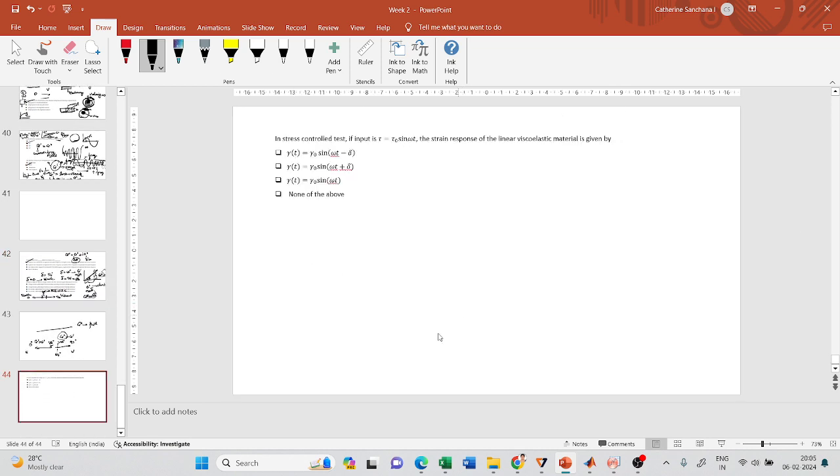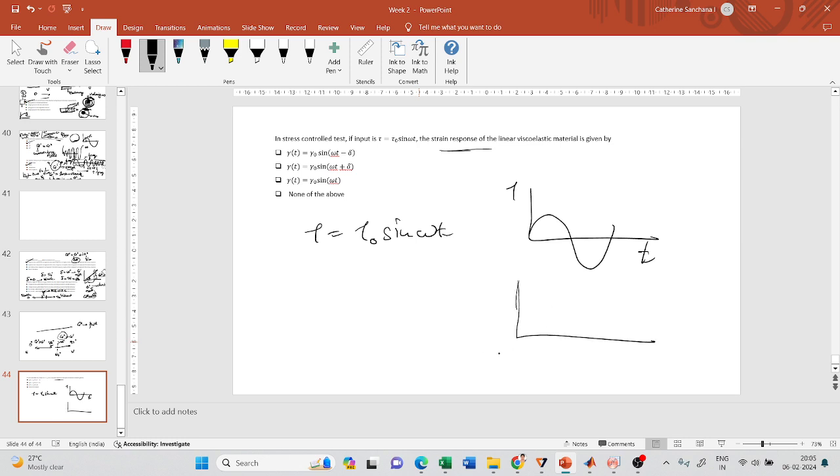Now moving on to the last question, or we have one more question, regarding cone and plate. In a stress control test, if this is my stress input, what will be my strain response? Last class itself, we saw that whatever be the input, the stress will always lead, will always come first, and the strain will always follow the stress. So my strain will start here. This is my strain. So this is my phase lag.